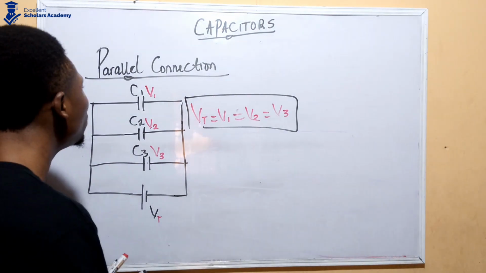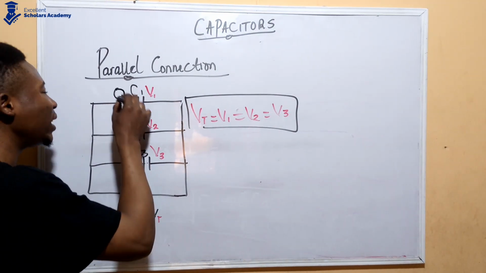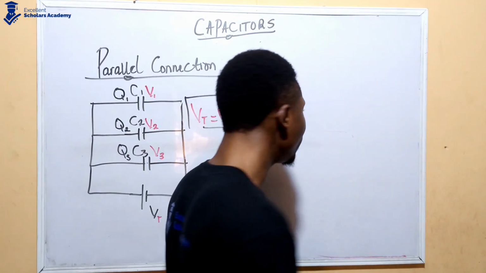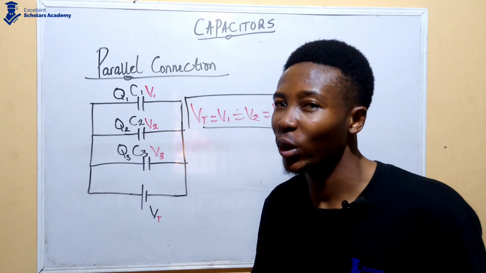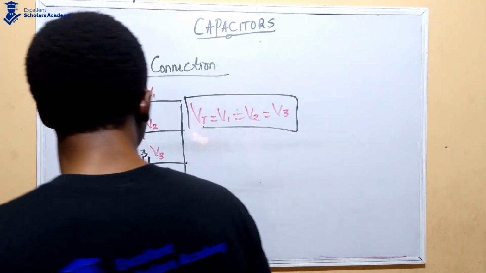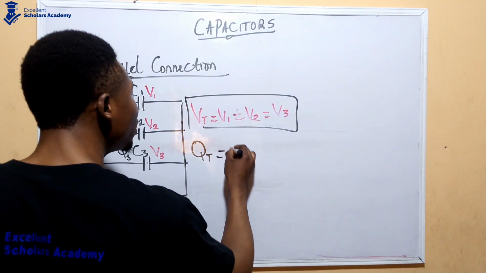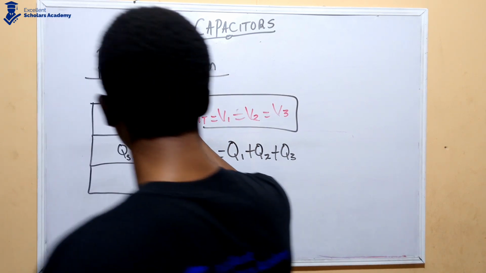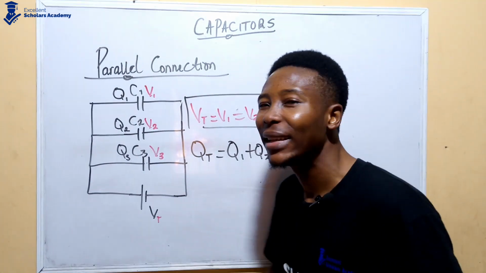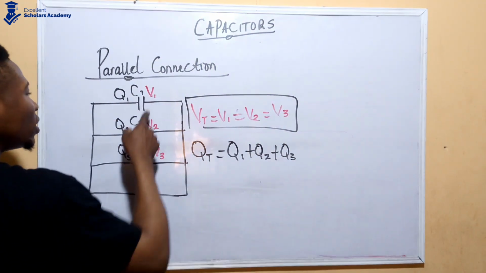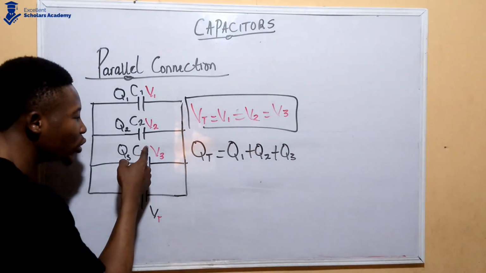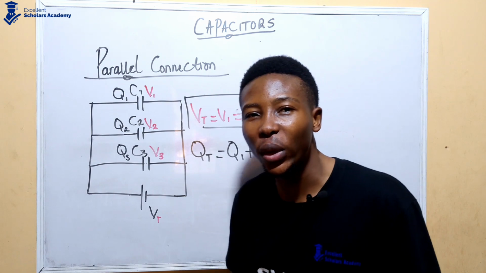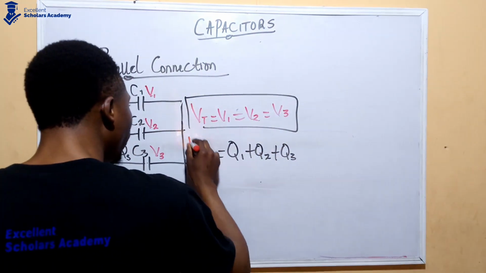Now, another concept I want you to know is that the charges on each capacitor here are not the same. The charges stored by each capacitor are not the same in parallel connection. So, say we had the total charge. The total charge will be gotten by Q1 plus Q2 plus Q3 because the charge stored on each capacitor is different. So the charge flowing through C1 is not the same charge flowing through C2, is not the same charge flowing through C3. They have different charges flowing through them. So take note of this.